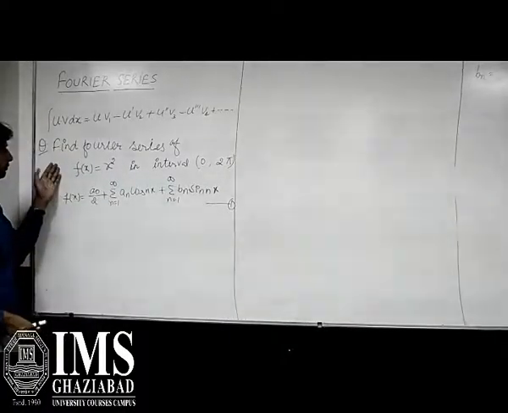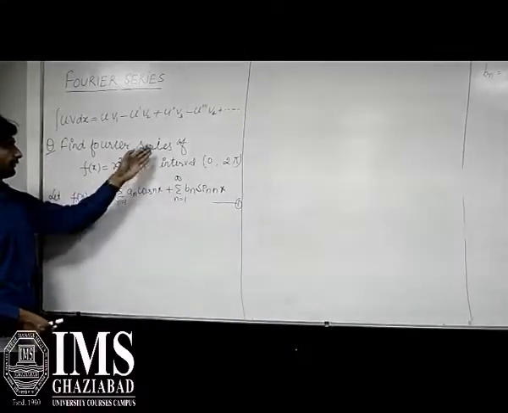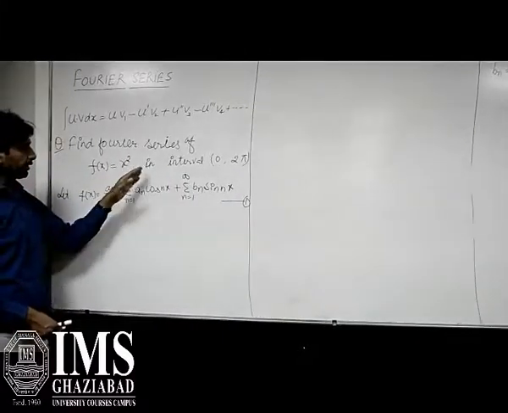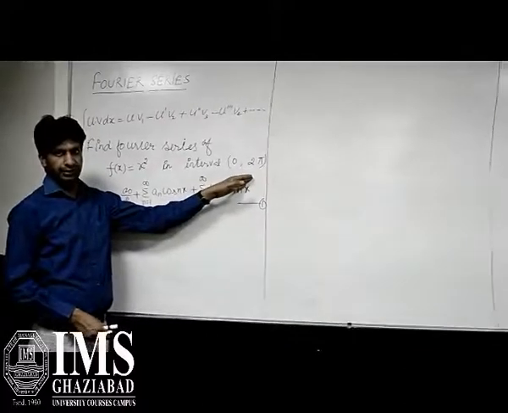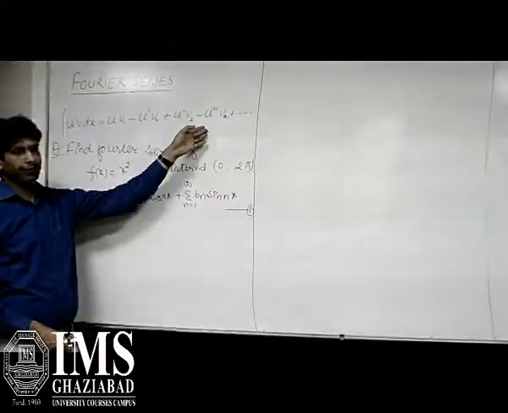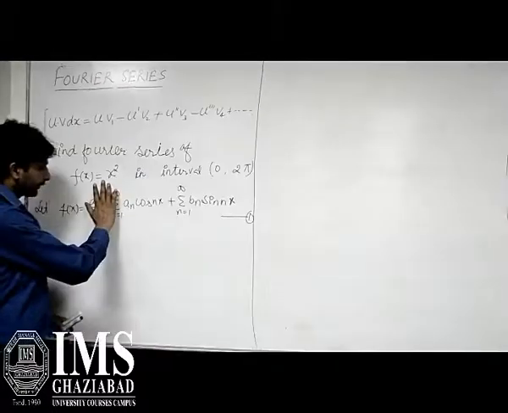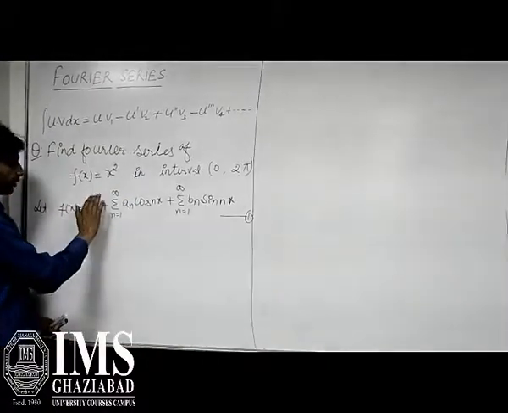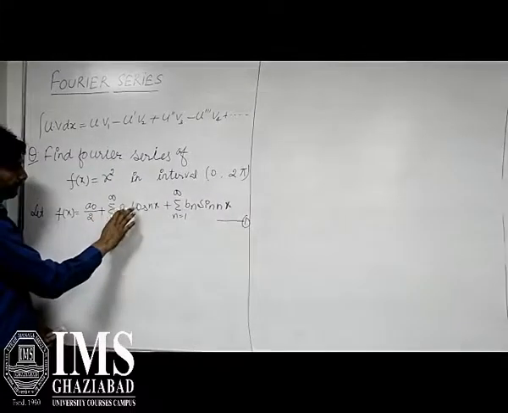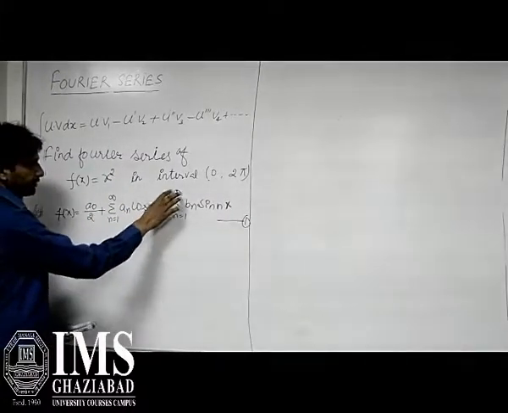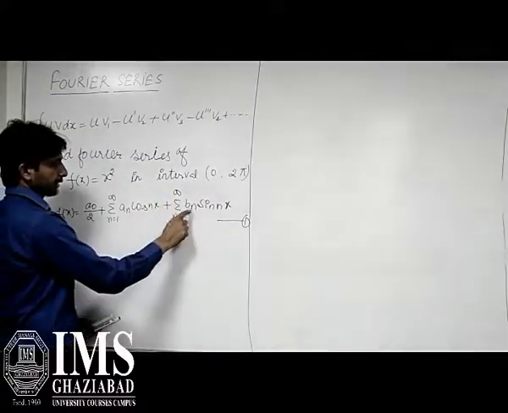This is a problem. Find a Fourier series of the function f(x) = x² in the given interval 0 to 2π. So this is the basic formula used in the Fourier series, and this is the Fourier expression of any function f(x) = a₀/2 + summation of aₙ cos nx plus summation of n equals 1 to infinity bₙ sin nx.